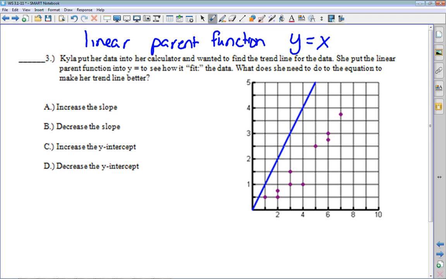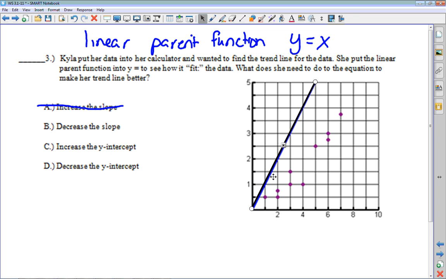Now, it wants to know what she needs to do to make her trend line better. Well, you can use your pencil. Again, I'm going to draw my line up here and see if I can figure it out. First off, it says increase the slope. Increase the slope means to make it steeper. Does that work? Nope, that's not going to work. So it's not A. Well, what if I decrease the slope? That seems not too bad. Let's leave that as an option.